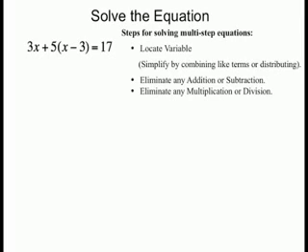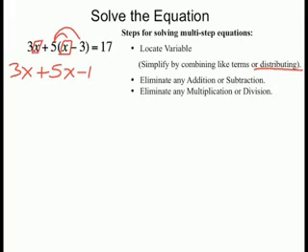The next equation. First we must locate the variable. In this case, x is our variable, and the x is located in two different positions. Now, before we can combine any like terms, let's take care of the parentheses and distribute the 5. So we have 3x plus 5 times x is 5x, and a positive times a negative is a negative. 5 times 3 is 15 equals 17.